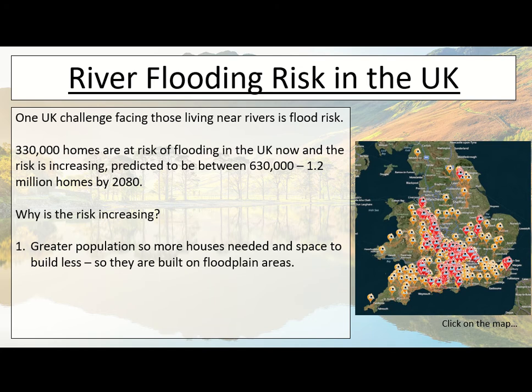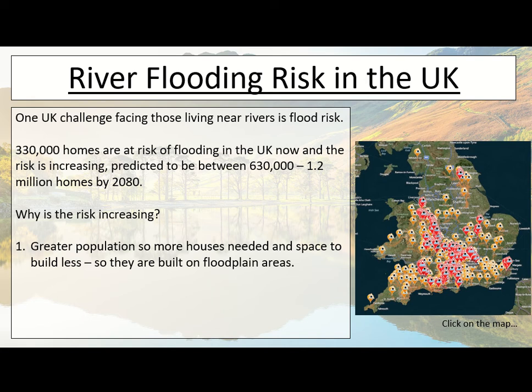But because our population is increasing, we need more houses. So if we need more houses, we're going to create more impermeable surfaces. And some of the places we're going to build are going to be floodplain areas, places that flood anyway. So that's one thing, we're going to be building more because we've got more people.